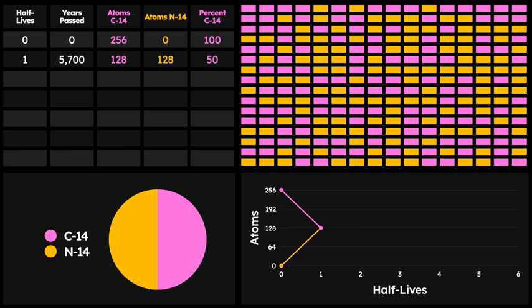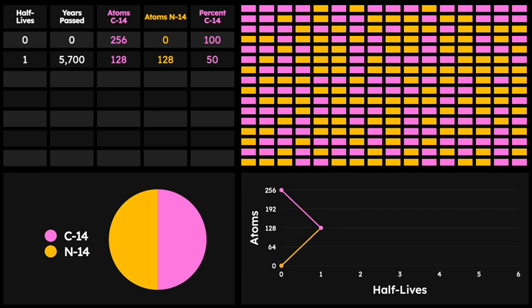So now you see we have equal amounts of carbon and nitrogen, 128 atoms of each, meaning we also have 50% of that original carbon. And you can see that in the top right, where we have essentially equal amounts of yellow and pink, equal amounts of carbon and nitrogen.